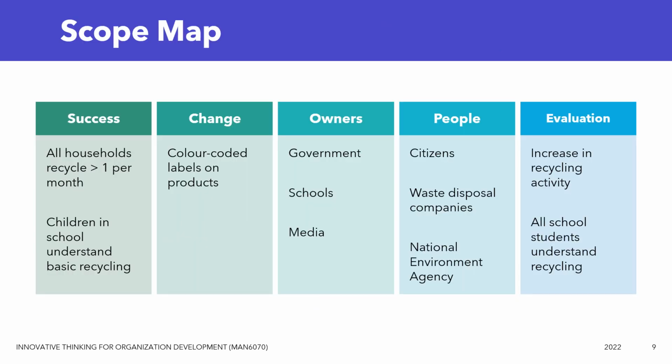To kickstart the design thinking process, I employed a charting technique called a scope map, developed by Dr. Charlie Lim. It encompasses multiple key stakeholder areas to focus on, so that my problem solving can be relevant and direct. For my solution to succeed, success means all households recycle at least once per month.